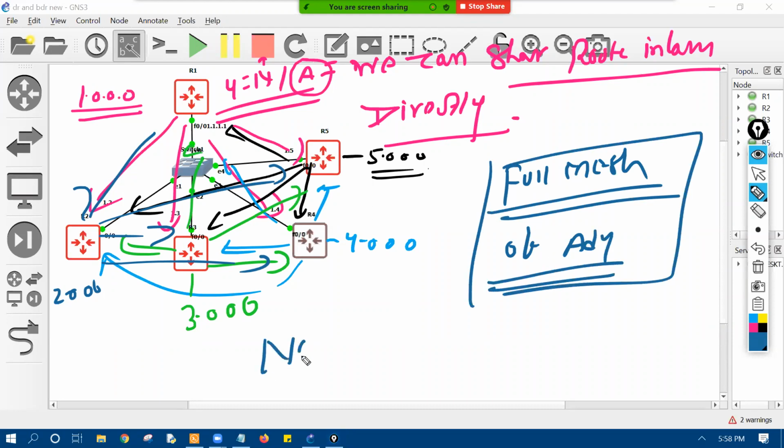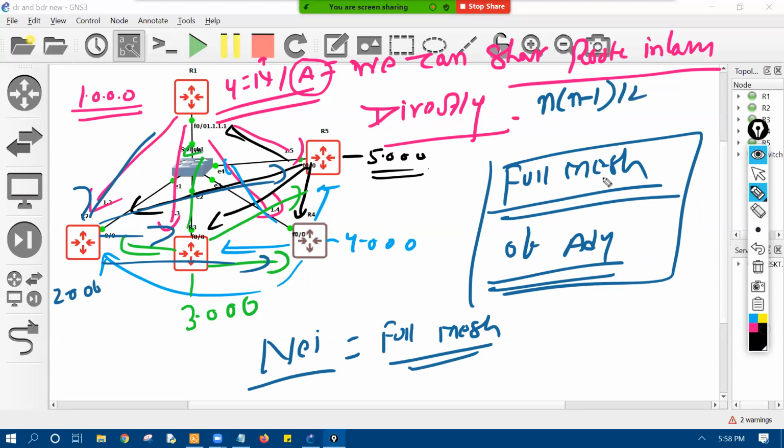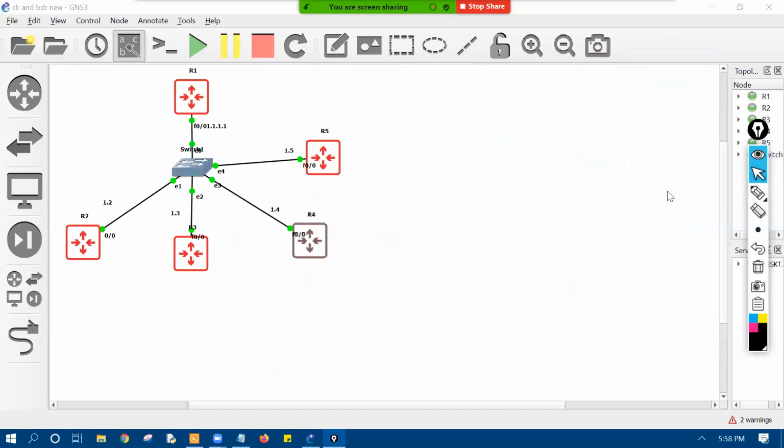If you're forming neighborship with a full mesh, there is no issue. It's good because neighborship should be maintained, right? But adjacency, every router is going to form four adjacencies over there. Is it possible? This is totally a bad solution in this case. Every router is going to increase the load.